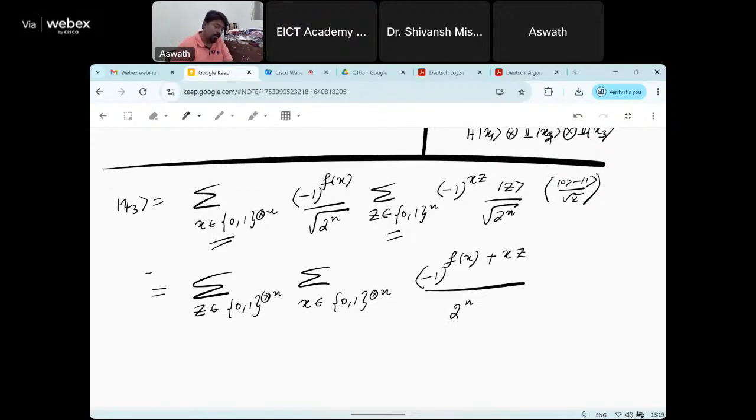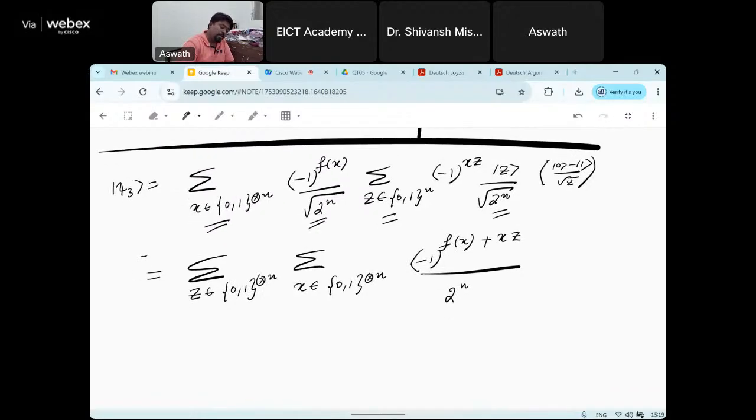Now there is a square root of 2^n and another square root of 2^n, both multiplied, which gives just 2^n, multiplied by |z⟩ and |0⟩ minus |1⟩ divided by square root of 2. This is what psi3 looks like.